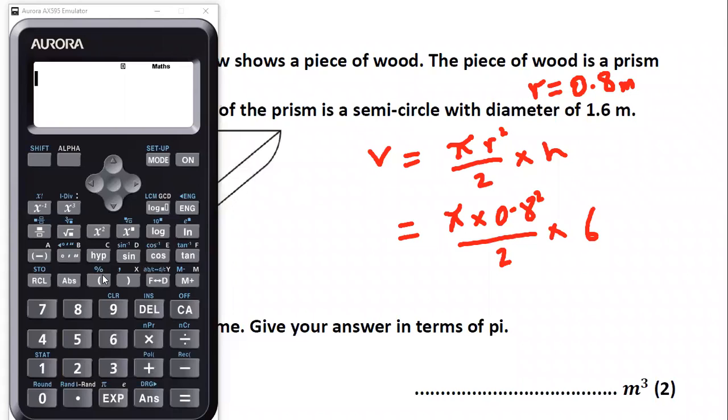Right, let's use a calculator to work out its value in terms of pi. So I'm going to start with a fraction button. Pi times by 0.8 squared. All of this divided by 2 times by 6. So this gives me the answer in terms of pi being 48 over 25 pi.